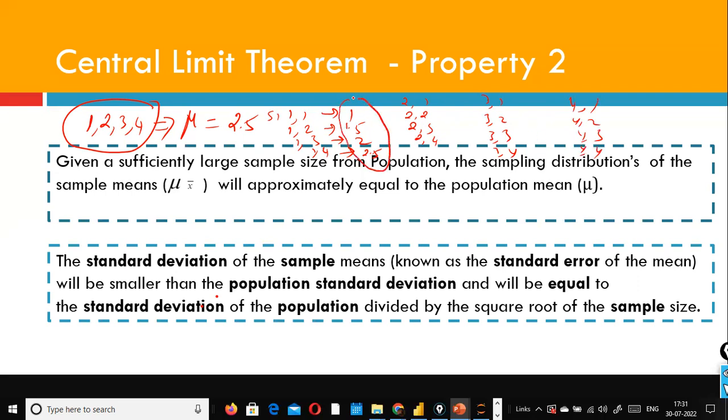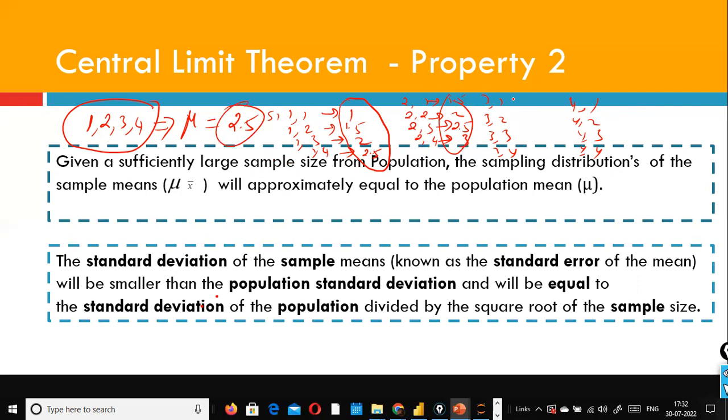These are called your sample means, okay? And the sampling distribution of the sample mean is the distribution of these sample means. For example, here 3 divided by 2 is 1.5, here 2, and 5 divided by 2 is 2.5, 6 divided by 2 is 3, right? So all these values are called the distribution of your sample means. When you take the mean of all these means, it will be approximately equal to your population mean. You will get 2.5 only. You can try it out.